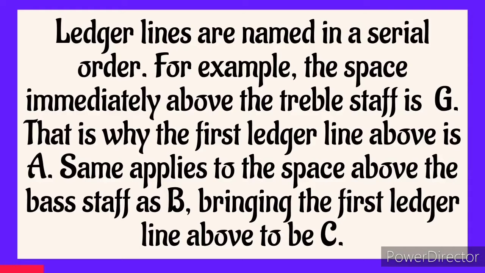Ledger lines are named in serial order. For example, watch this. The space immediately above the treble staff is G. That is why the first ledger line above is A. The same applies to the space above the bass staff, which is B, bringing the first ledger line above to be C. I'll need you to watch this video for more explanation.